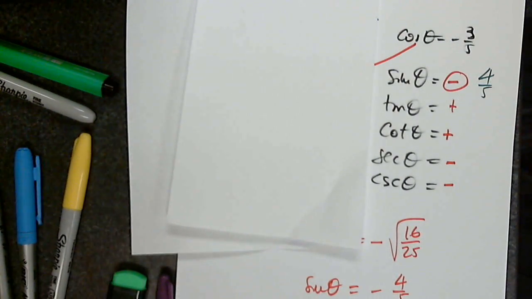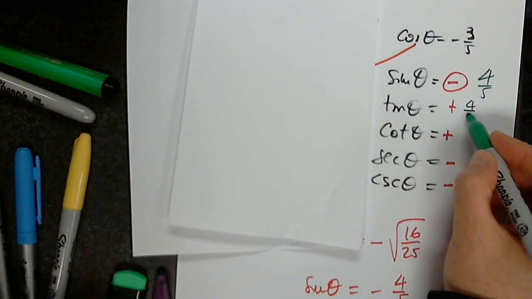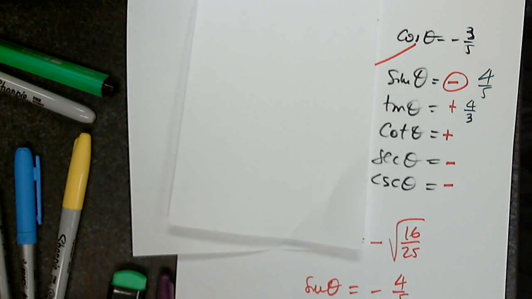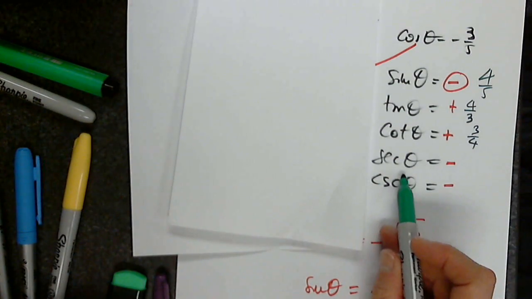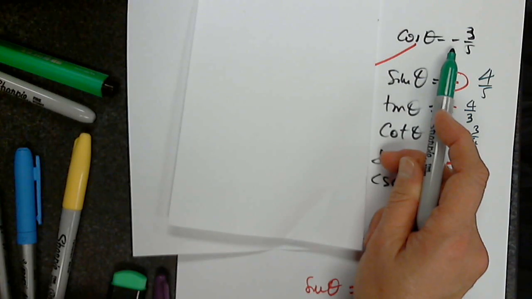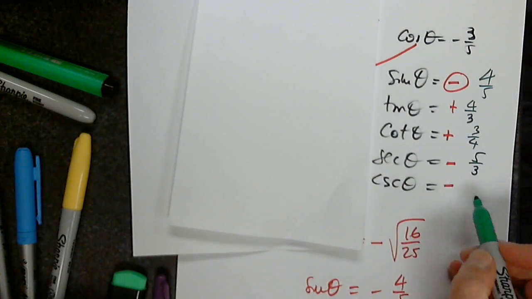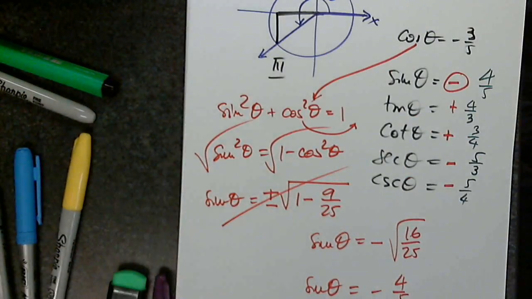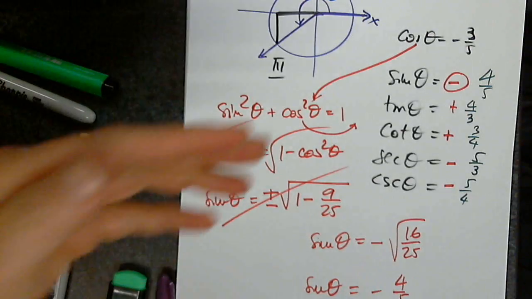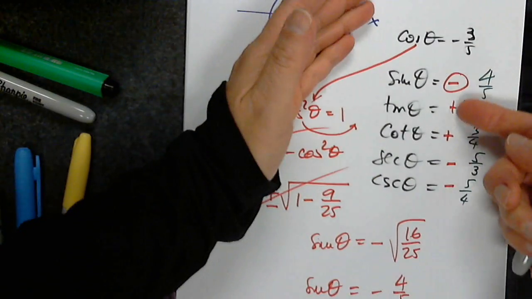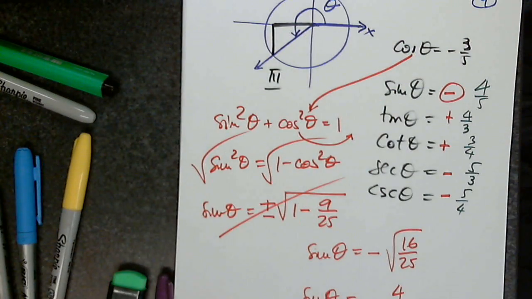I know tangent. How much is tangent? Yes, so 4 over 5 divided by 3 over 5, which is 4 over 3. Cotangent, 3 over 4. Secant. 3 over 4. And cosecant. Once I have sine and cosine, I don't care what happens, and I establish the signs, of course. But it doesn't really matter. I only need to establish the sign for these two, and the rest will follow.